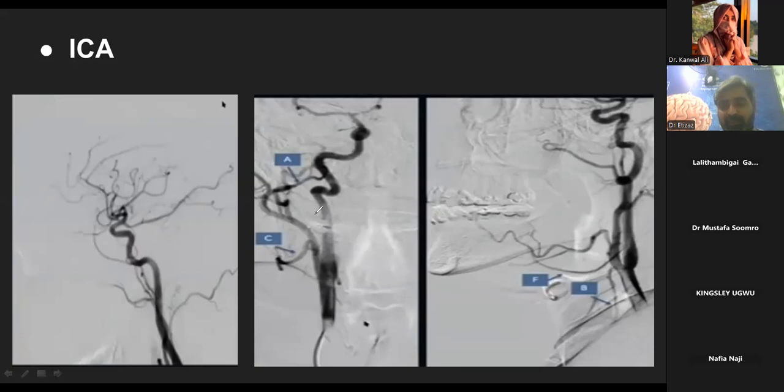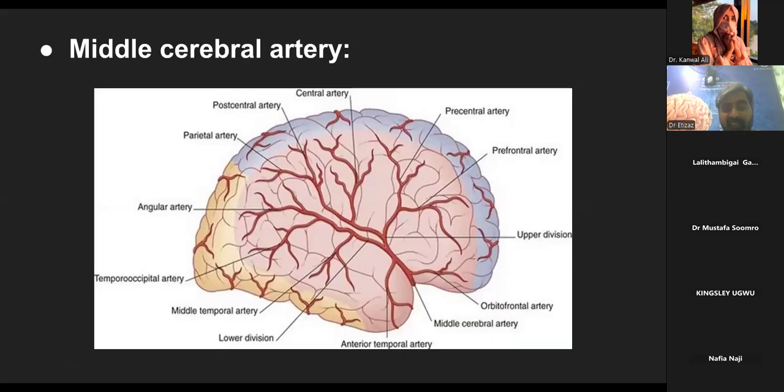The next one, second, is the middle cerebral artery. So this is the diagram. We will see how it is correlated to the angiogram. It has about 4 segments: M1, M2, M3, and M4. The M1 is the basal segment. This is M2, then M3, then M4, and M5 is the terminal. So different branches are there. Then we will look at how it is correlated to this one.